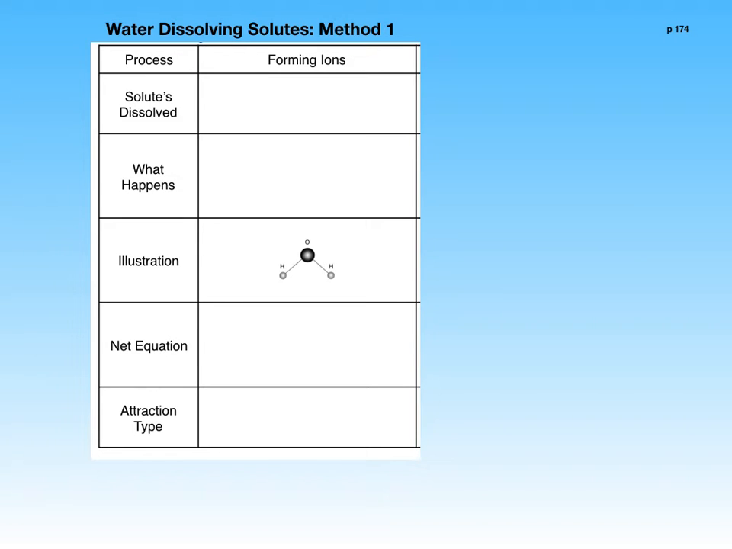Solutions, page 174. What we're going to take a look at is how water actually dissolves or pulls a solute into solution. There are two basic methods. The first method is when water pulls the solute into solution by forming ions. Great examples of solutes pulled into solution by forming ions would be an ionic compound, anything referred to as a salt, any type of acid, and bases.